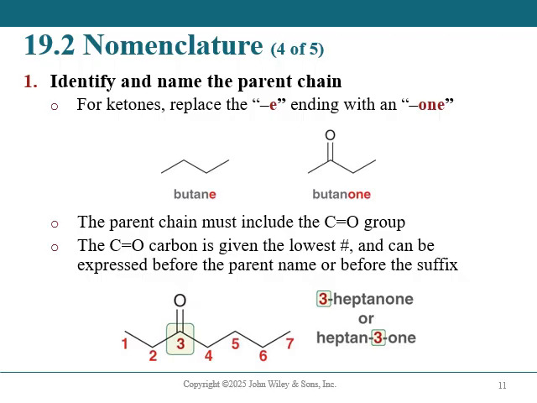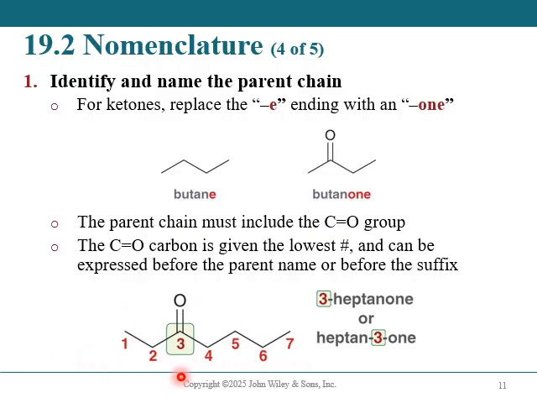For ketones, instead of using AL, we're going to use ONE. So that same butane that we used as an example becomes butanone, right? ONE. The parent chain must include the carbonyl group, just like with aldehydes. The carbonyl carbon is given the lowest number possible and can be expressed before the parent name or before the suffix. So we have 2 ways of naming this.